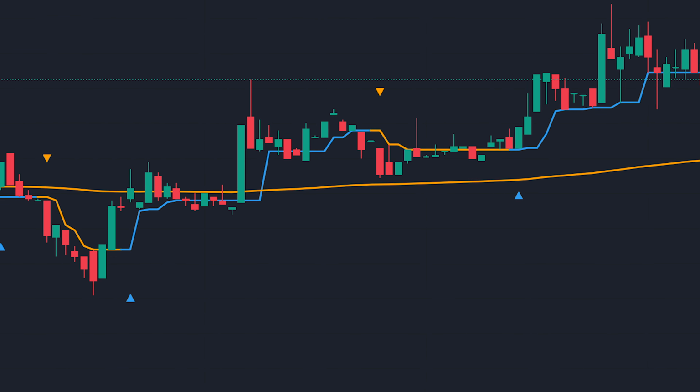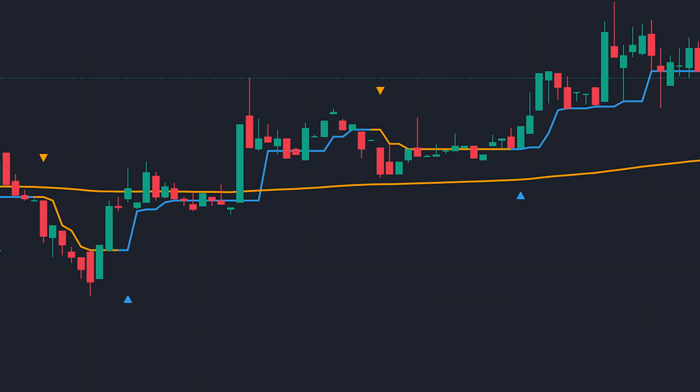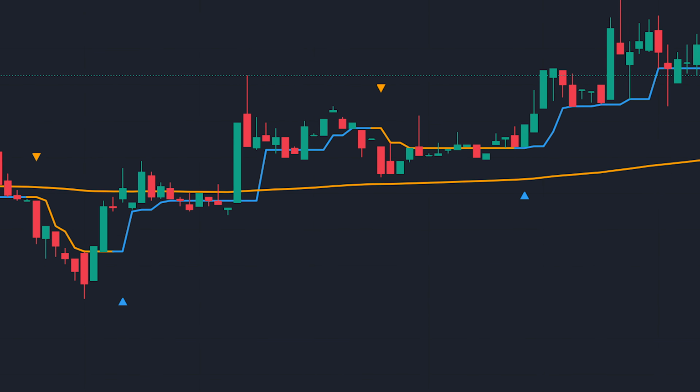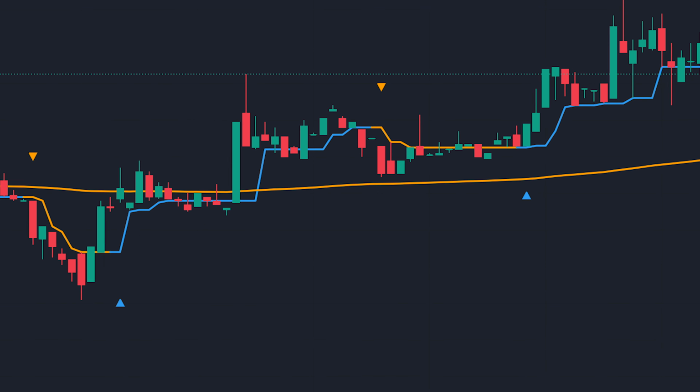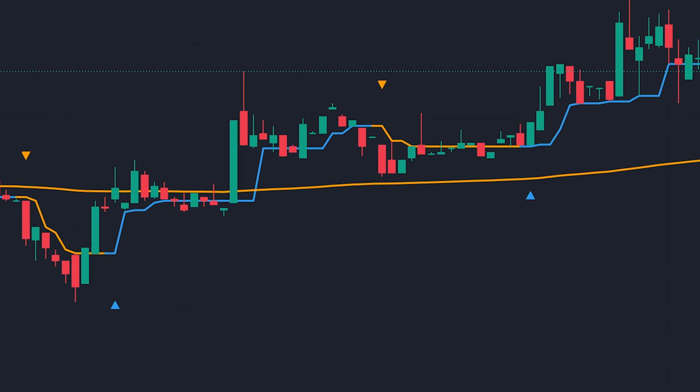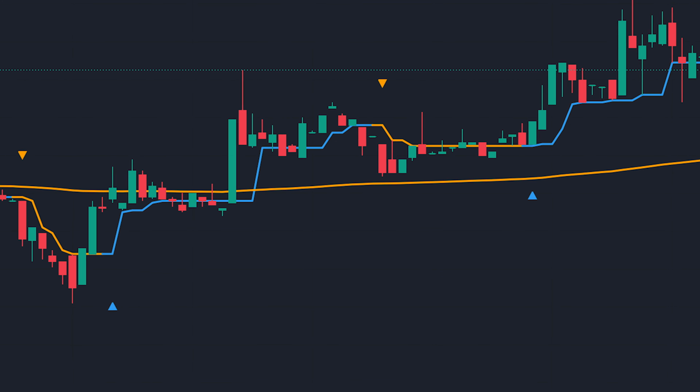In addition to these buy and sell triangles, this utility also includes a 200 exponential moving average that serves as a long-term trend confirmation indicator. We will use the Extreme Trend as our primary trend confirmation indicator.